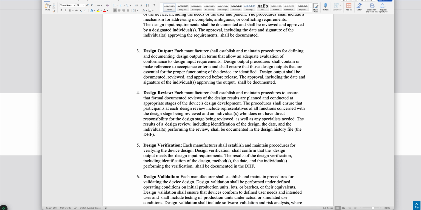Then we also need to have a document that is called a design review. We establish and maintain procedures to ensure formal documented reviews of the design results, so the design input and the design output of the medical device. And we are also going to document the fact that it has been reviewed. The procedure must ensure that participants at each design review include representatives of all functions concerned with the design stage being reviewed.